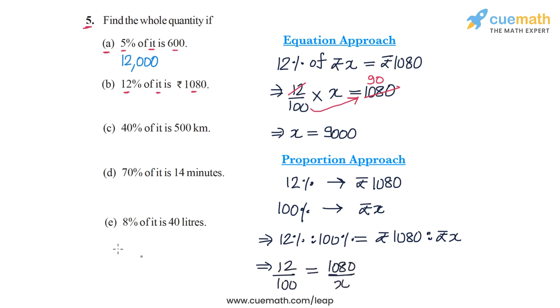Once again we can divide by 12 on both sides. So this will give us 90 on the right side, and then we take this x in the LHS and 100 to the RHS, and that will give us x equal to 9,000 again. Okay, so in the second part, the unknown quantity, the whole quantity, is rupees 9,000. This is the answer for part B.